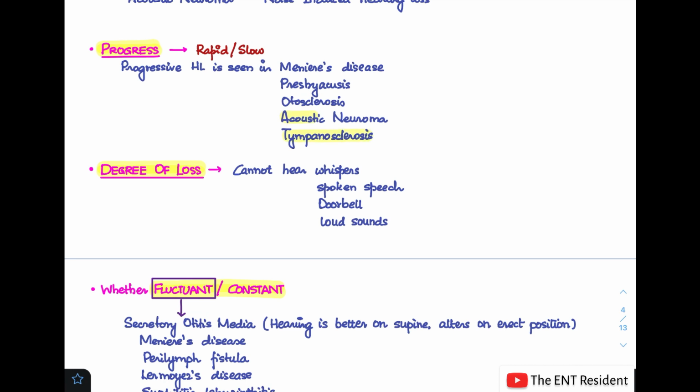Next, we have to ask what is the degree of the hearing loss that the patient is experiencing. So, it can be either they are not able to hear whispers also, or they are able to hear spoken speech only, or they are able to hear a doorbell, or they are able to hear only loud sounds. So, this will determine the degree of the hearing loss of the patient and will give you a rough estimate.